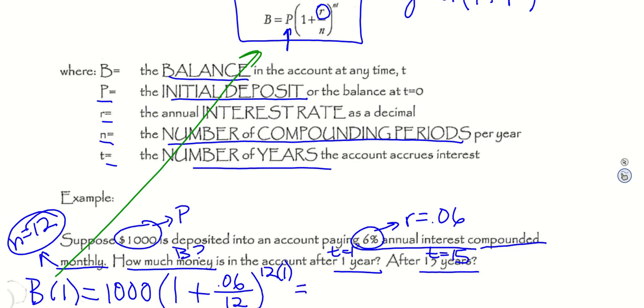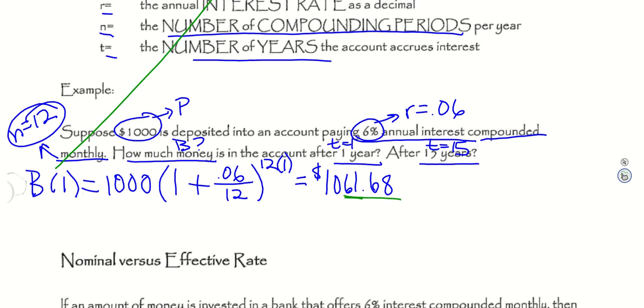So if we evaluate that with the help of our calculator, we end up with $1,061.68, right? So 6% of $1,000 is $60, and you can see here that we end up with a little bit more than $60 because adding a 12th of that 6% interest is calculating a percentage of a larger and larger amount over the course of the year, right? Instead of just gaining a strict 6% during that year.